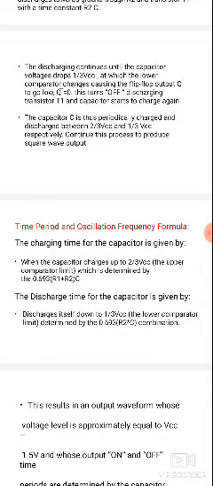So, just as we discussed, the charging condition occurs around 1/3 VCC, and the discharging occurs at 2/3 VCC. Crossing 1/3 VCC means the output moves from low to high state.